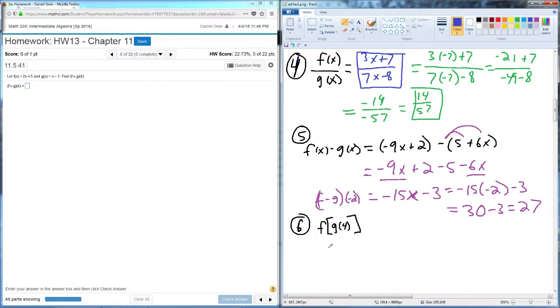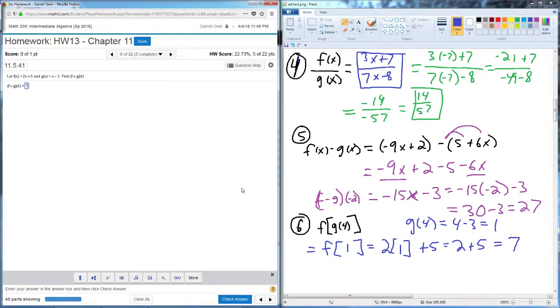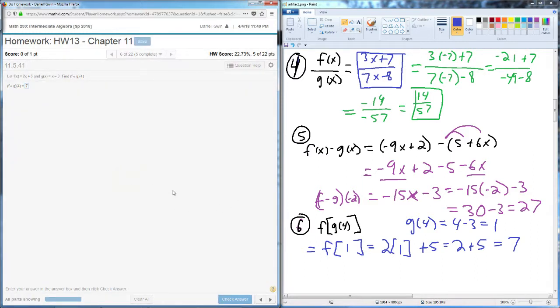So g of 4 equals, the formula for g of x is x minus 3, so it's going to be 4 minus 3, which is equal to 1. So that is equal to f of 1, because g of 4 is 1. And the f function is 2x plus 5. 2 times 1 is 2, and 2 plus 5 is 7. 7, enter. Next question.